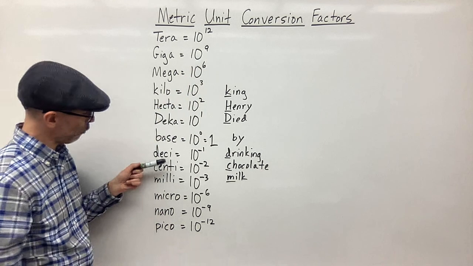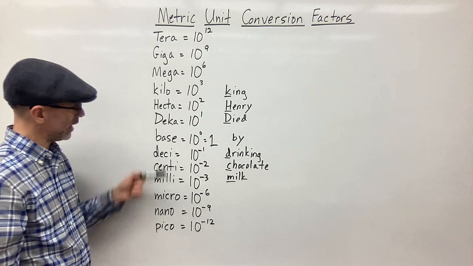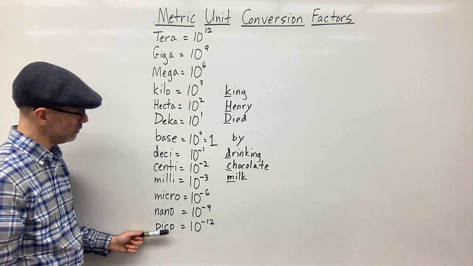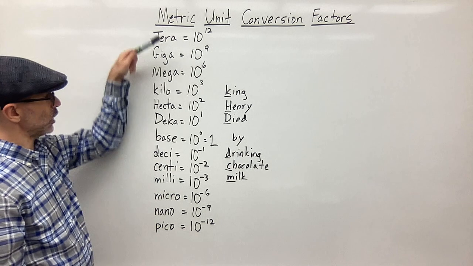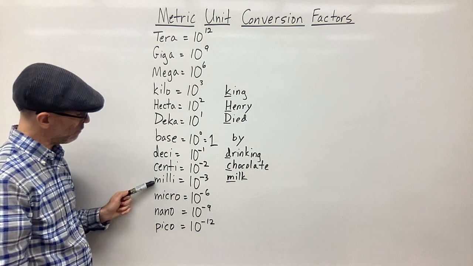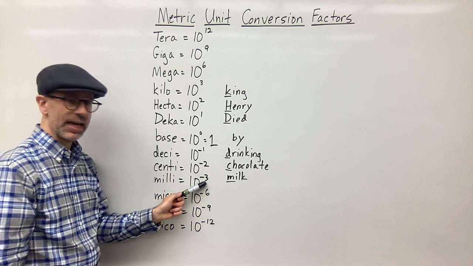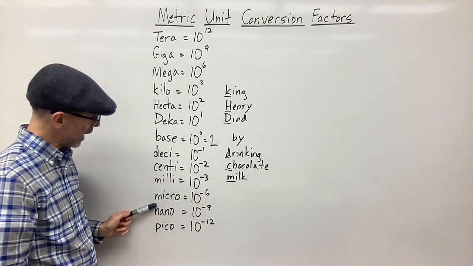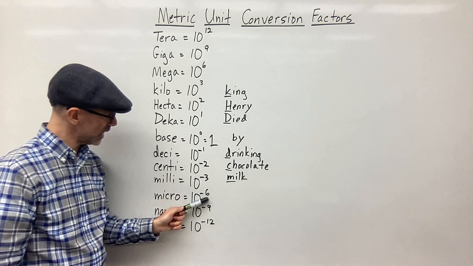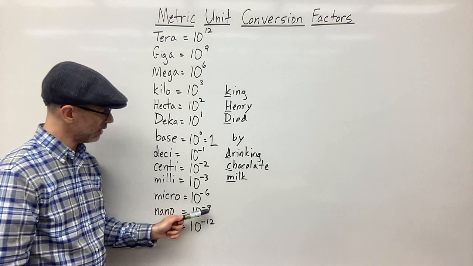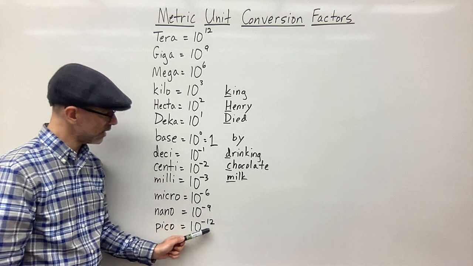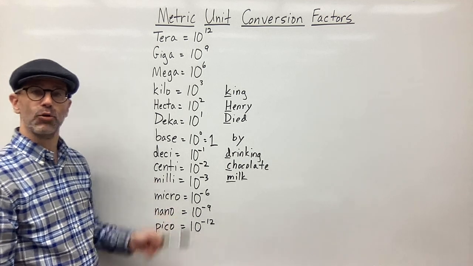And the same thing for going down, right? So these are getting smaller, and these are getting larger. So again, we have milli is 10 to the negative 3. Micro is going to be 10 to the negative 6. Nano, 10 to the negative 9. Pico, 10 to the negative 12. And these both go up and down.